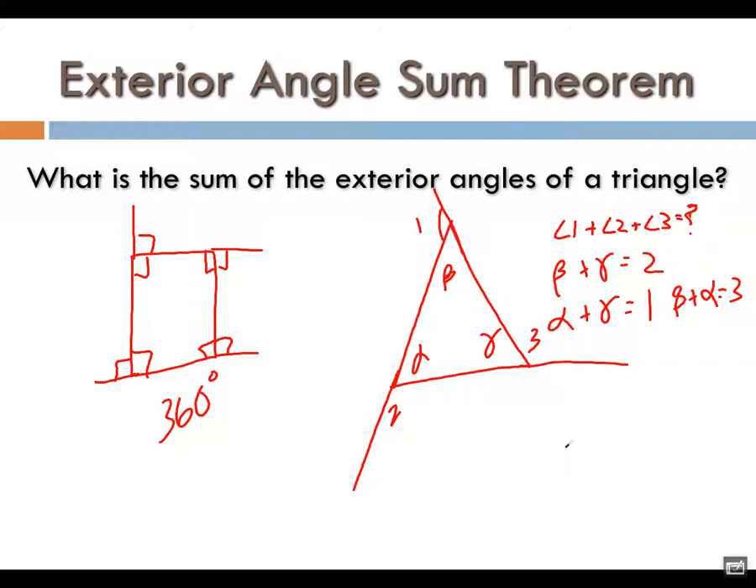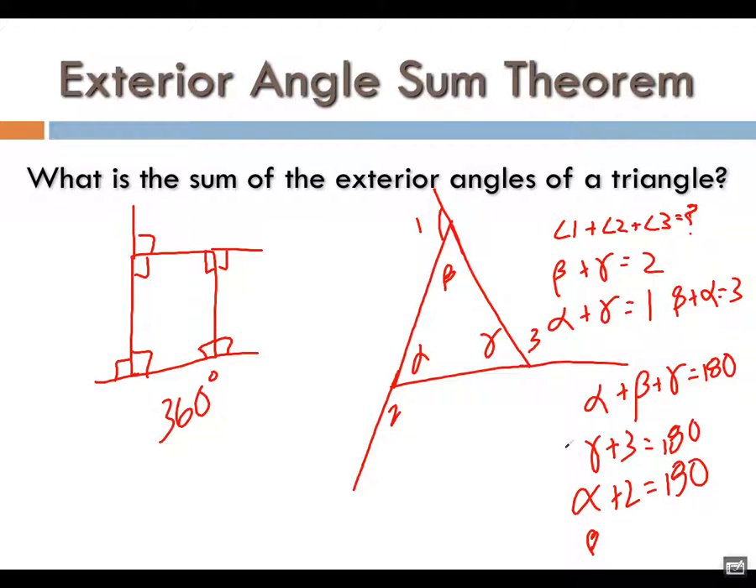Alpha plus beta plus gamma equals 180. Good. What else do we know? We're almost there. Is it like gamma plus angle 3 equals 180? Yeah, equals 180. And then alpha plus angle 2 equals 180, and beta plus angle 1 equals 180.